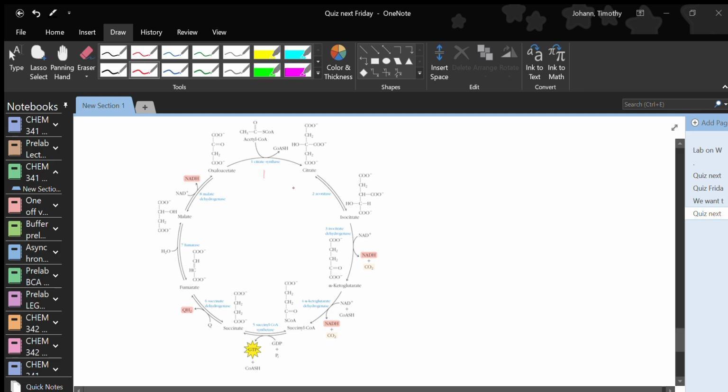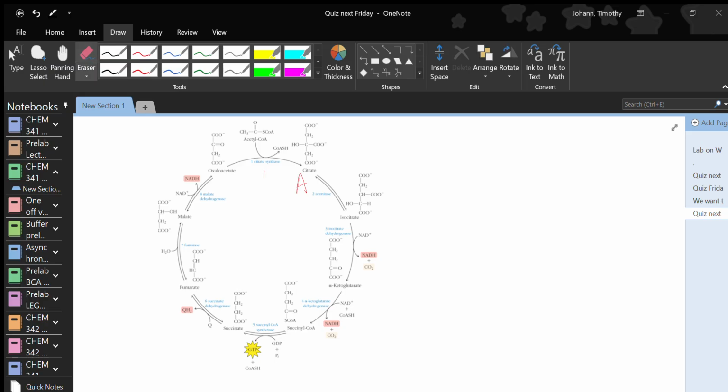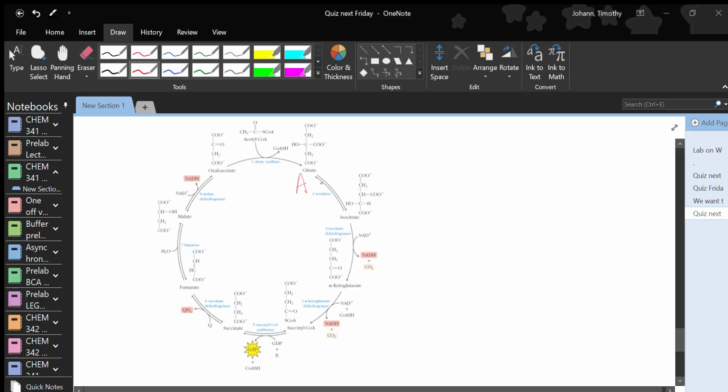So we've got this thing. Let's call it A, just for ease here. A becomes B, becomes C, becomes D, becomes E, becomes F, becomes G, becomes H, becomes A.